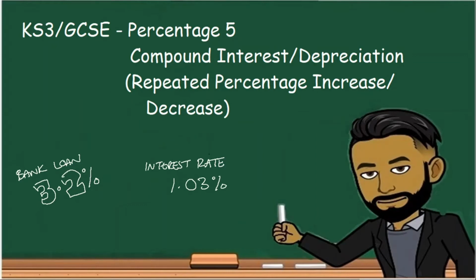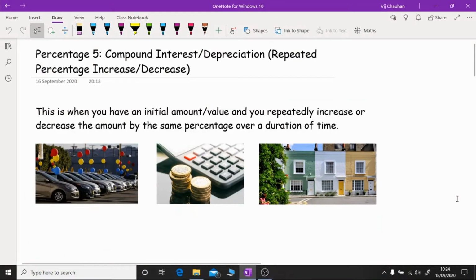So in this video we'll be looking at compound interest or depreciation, or repeated percentage increase and decrease. Compound interest or depreciation is also sometimes known as repeated percentage increase or decrease. This is when you have an initial amount or value and you repeatedly increase or decrease the amount by the same percentage over a duration of time.